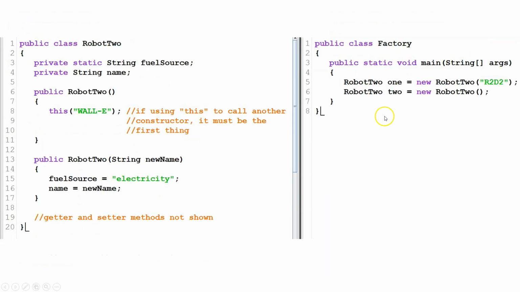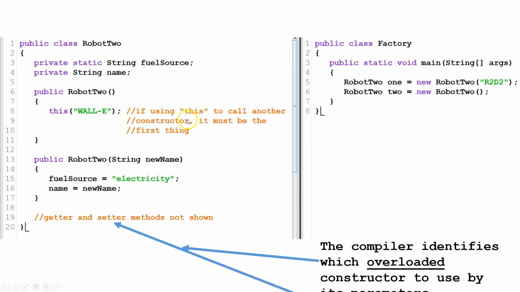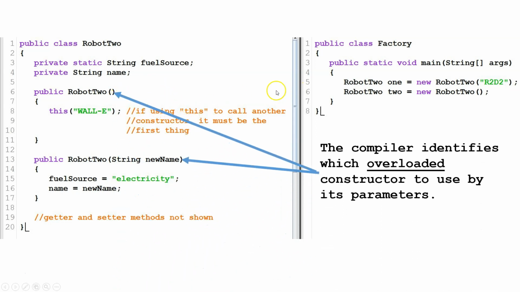Next, let's look at the situation where we have overloaded constructors. What overloaded constructors are is we have 2 or more constructors, and the compiler differentiates them because they have different parameters. Now, in our example here, under factory, we create a new variable called 1 of type robot2, and then we create a new instance of robot2 and we pass the string r2d2.